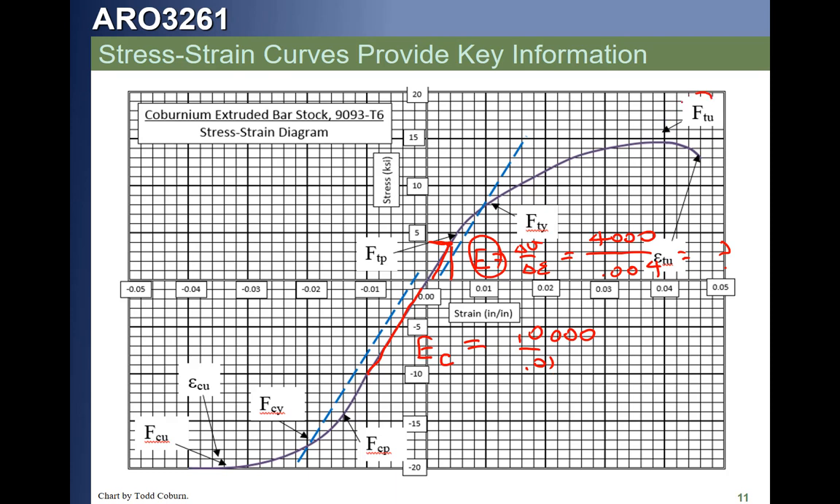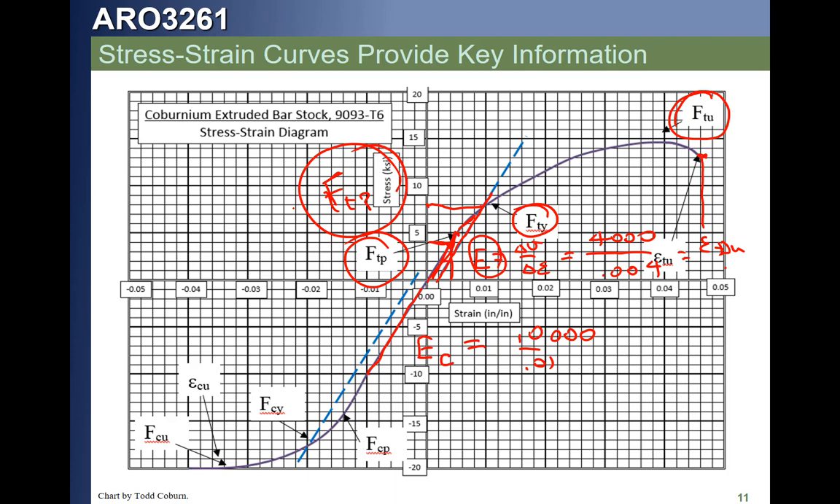This is our FTU, our ultimate tension allowable. This is our ultimate strain allowable, ETU, for tension. When we take this slope and slide it over through 0.2% strain, we find it hits here. That's our yield tensile allowable. The place where the curve goes from linear to nonlinear behavior, that's called the proportional limit. We could call it the allowable tension proportion.